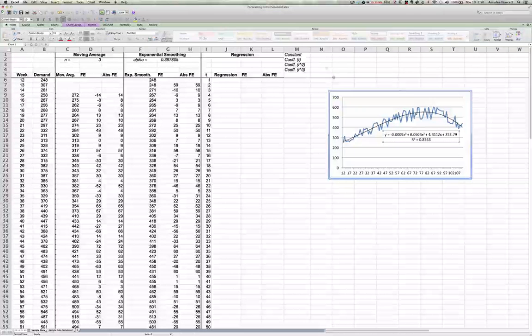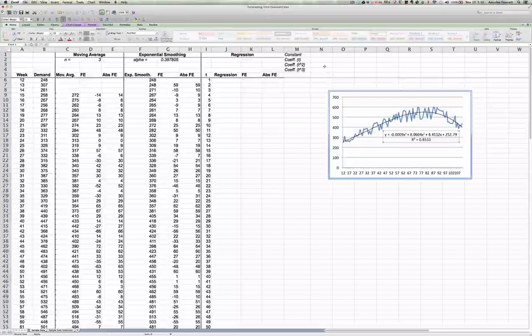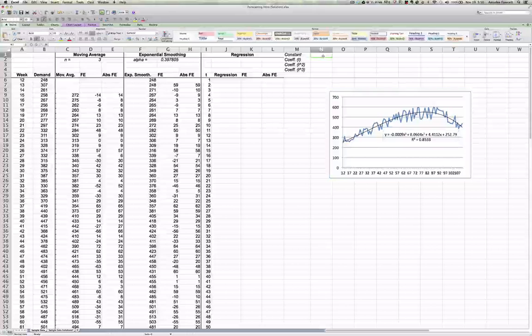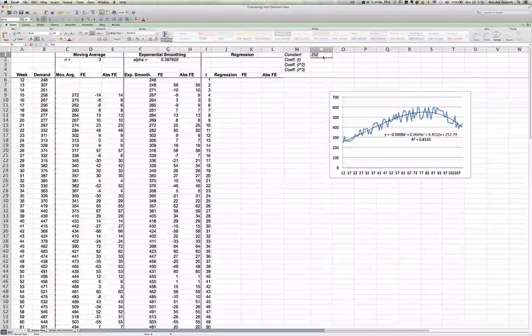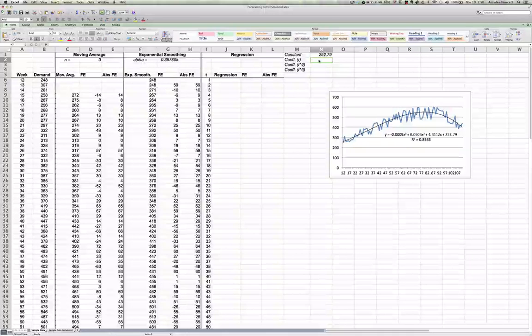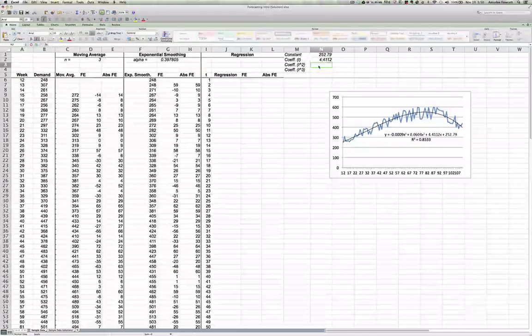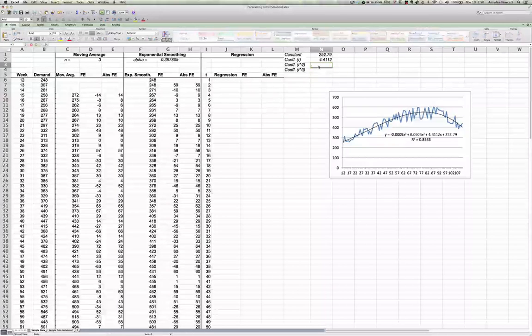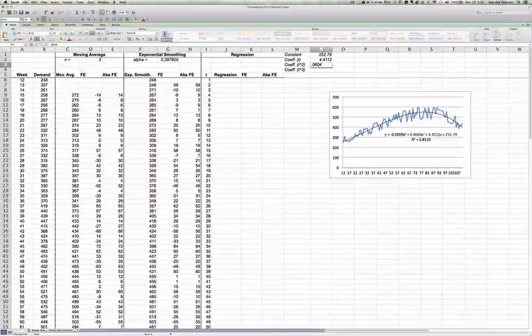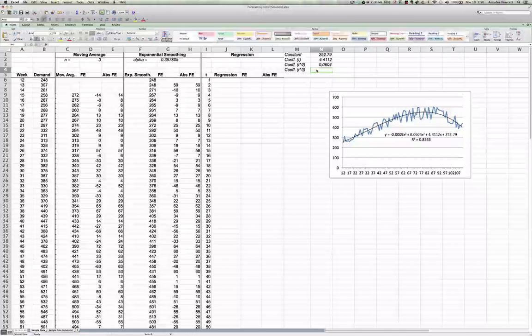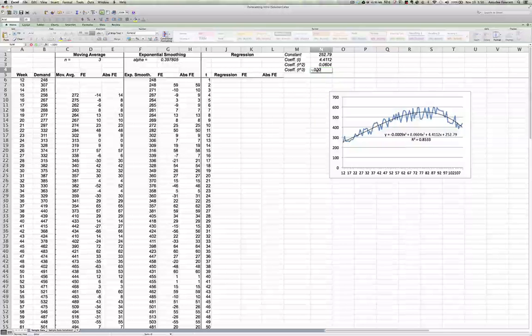Now I want to show you how we can develop in-sample forecasts and out-of-sample forecasts by using this particular regression model. So what I'm going to do is write out the various parameter estimates. So this intercept is 252.79. The coefficient for the linear term is 4.4112. The coefficient for the squared term is 0.0604, and the coefficient for the cubic term is negative 0.0009.